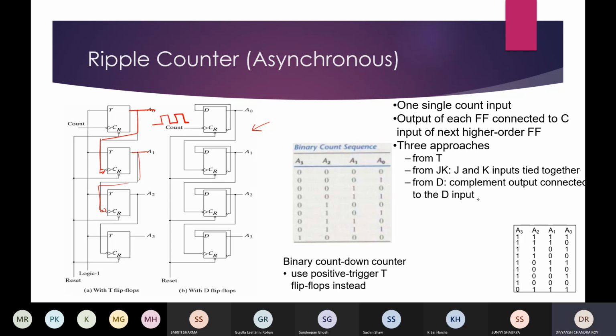We also have two types of binary counters. One is the binary up counter that counts from 0 to 9 in this sequence, and the other is the down counter that counts in the opposite direction, like 111 to 011. This is the BCD down counter.